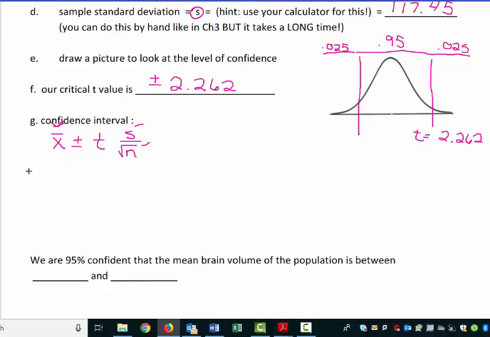So my mean from the sample is 1130.2 plus or minus 2.262. Standard deviation is 117.45.